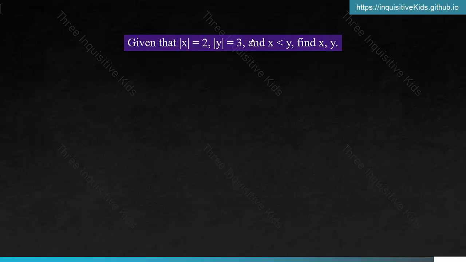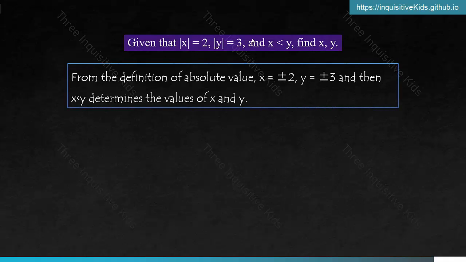Given that x's absolute value is equal to 2, and the absolute value of y is equal to 3, and x is smaller than y, find x and y. From the definition of the absolute value, x has to be equal to positive or negative 2, and y has to be positive or negative 3. And then x is smaller than y determines the values of x and y.